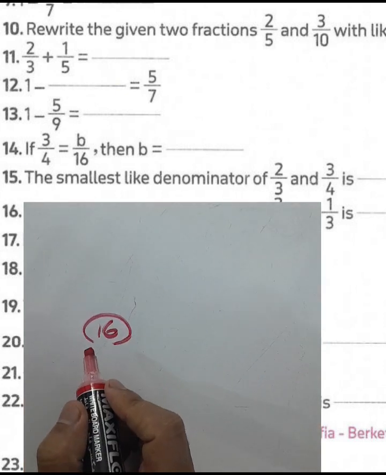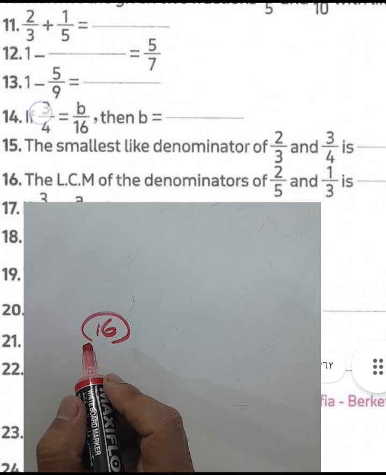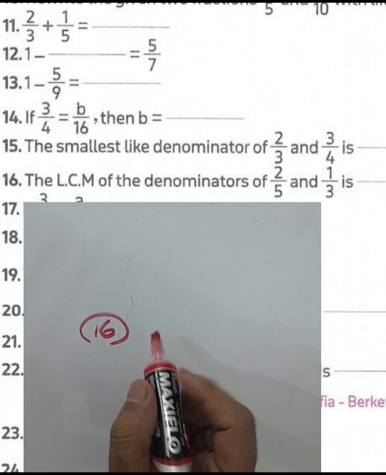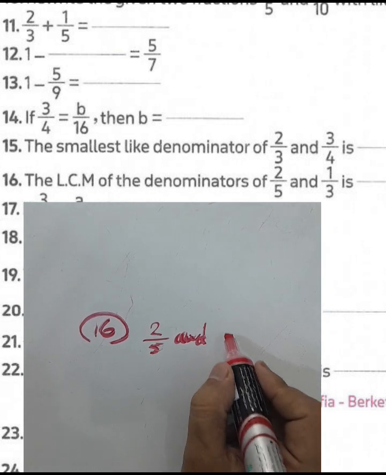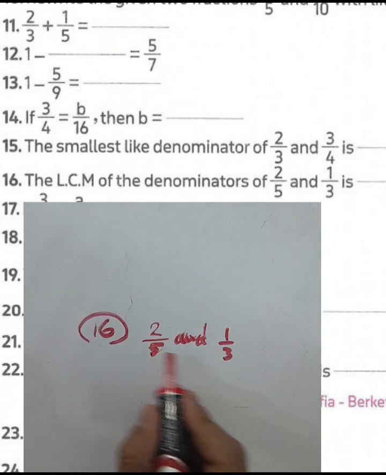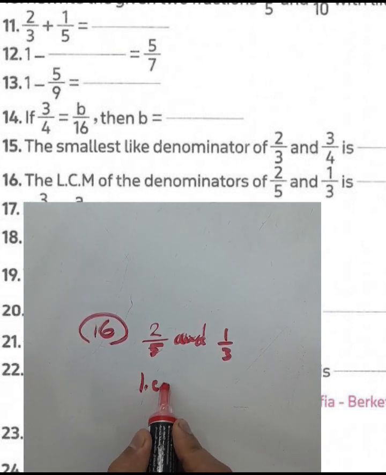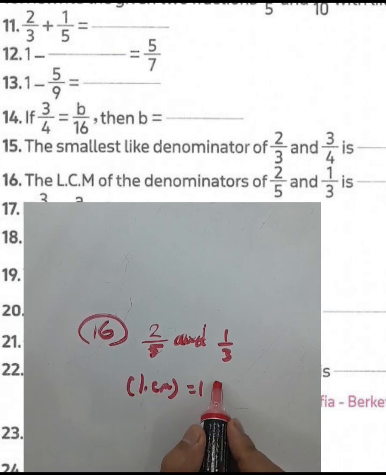Question 16. The least common multiple of two denominators of two fractions, we have 2 over 5 and 1 over 3. 3 times 5 equals 15. Then the least common multiple between 5 and 3 will be their product, 15.